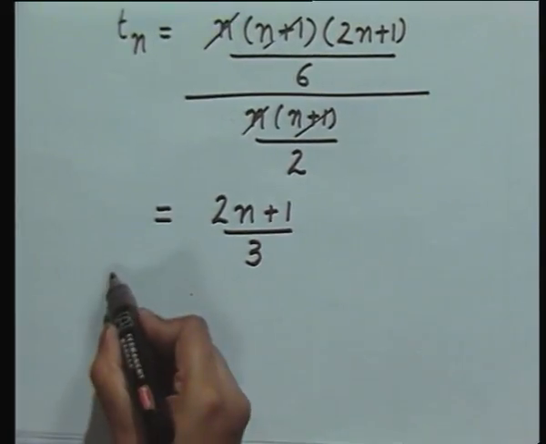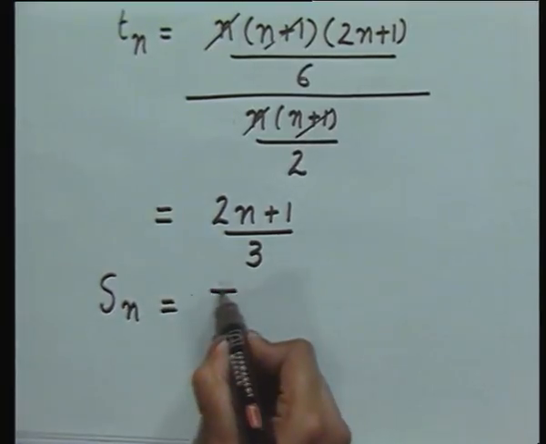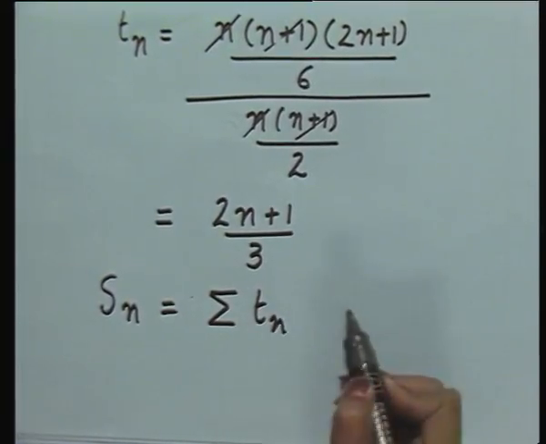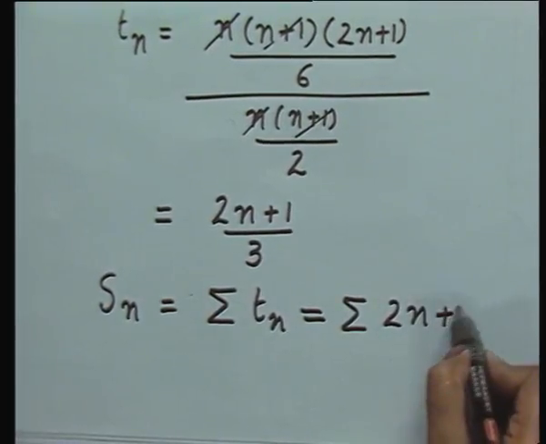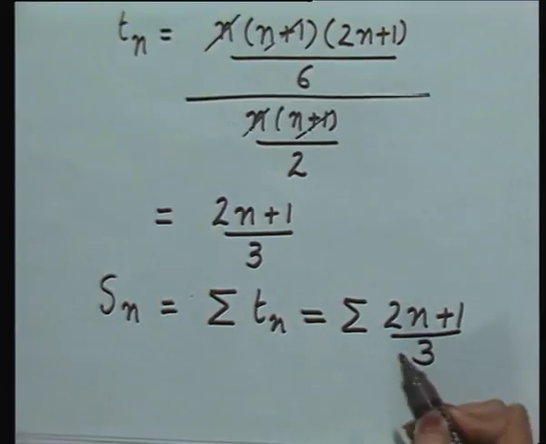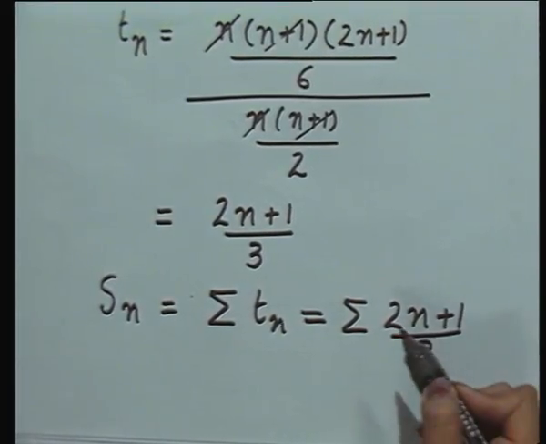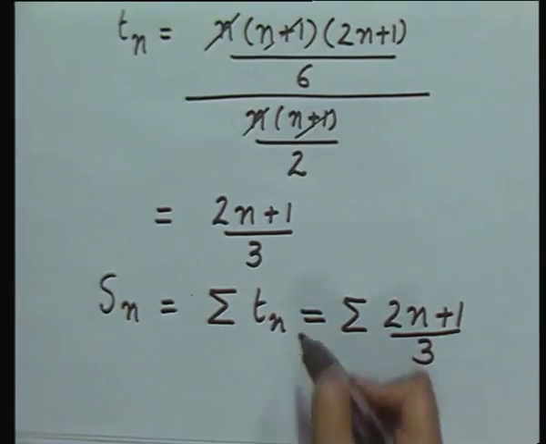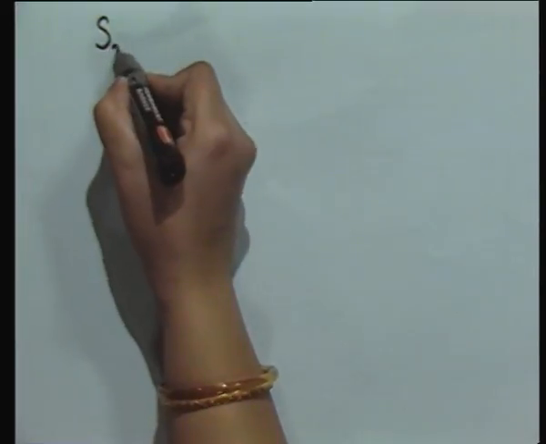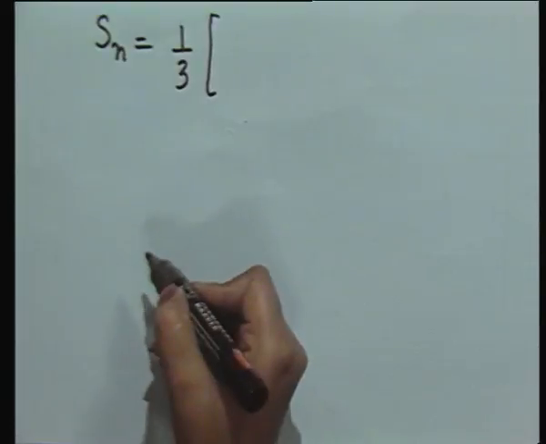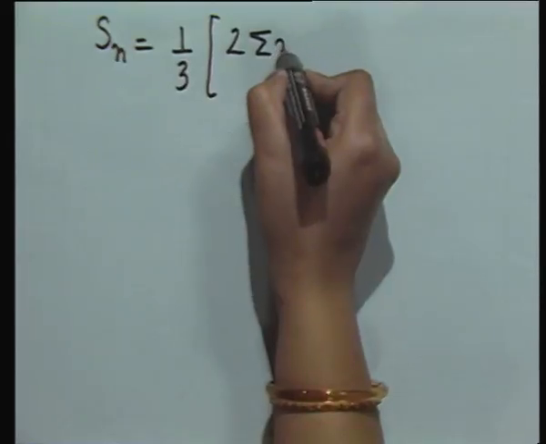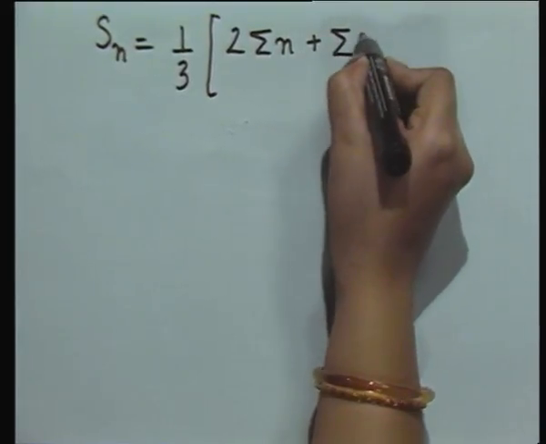Also, as I said, Sn can be written as sigma Tn. It can be written as sigma of (2n plus 1) by 3. As we take any constant out of the summation, even this 1 by 3 will come out, and therefore the sum will be 1 by 3 times twice sigma n plus sigma of 1.